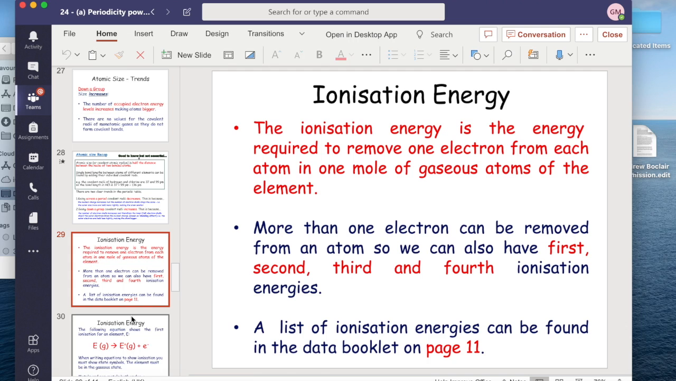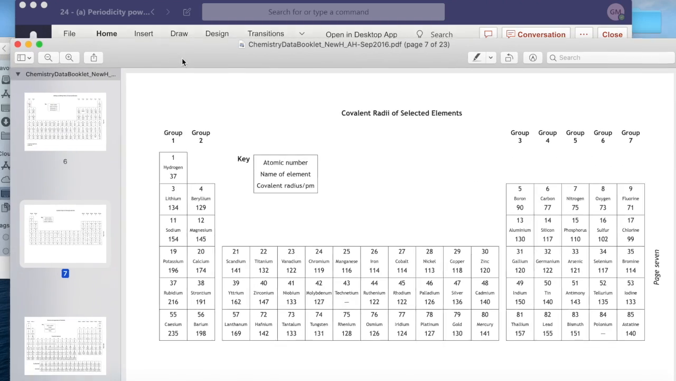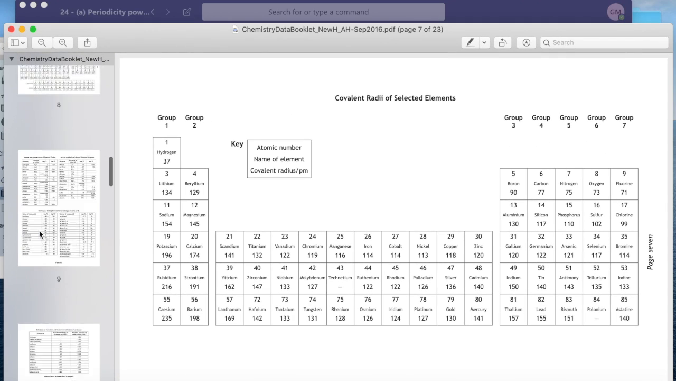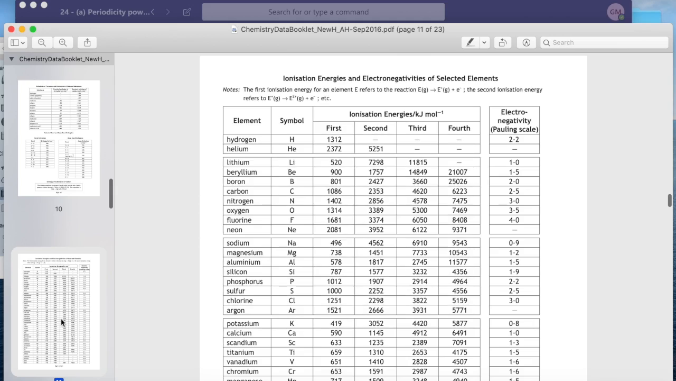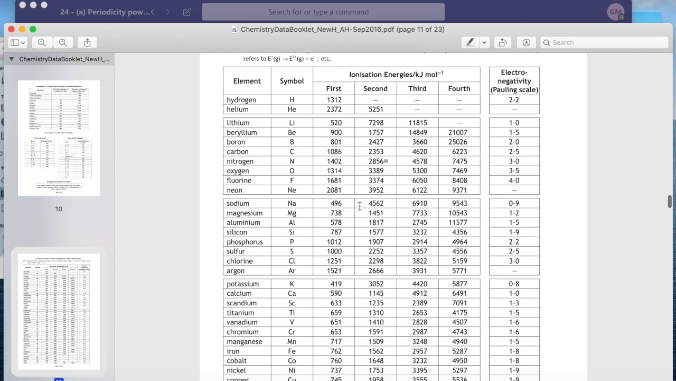Ionization energy. For ionization energy, you are going to need to look at page 11 of the data book. You can see there's first, second, third, and fourth ionization energy. For some reason, hydrogen only has a first ionization energy. You might be able to figure that out from what you already know. If not, it should be answered in the PowerPoint slides. And helium's only got 2 ionization energies given. We should be able to figure that one out. But that's where you find out about all the ionization energies.